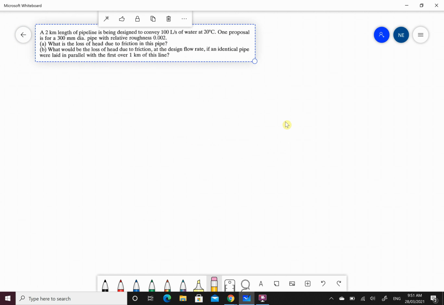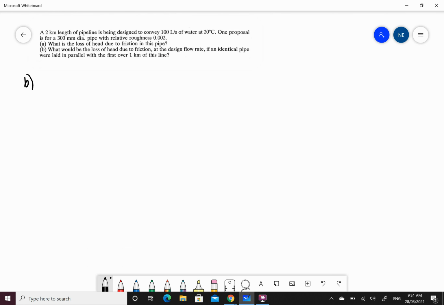Alright, let's solve B. What would the loss of head due to friction at the design flow rate be if an identical pipe were laid parallel with the first one over a kilometer of the pipeline? So what we have is a kilometer here, which is then split into parallel for another kilometer.